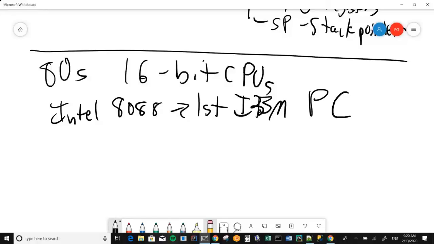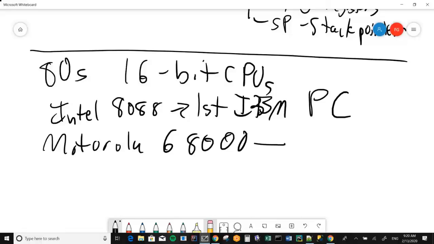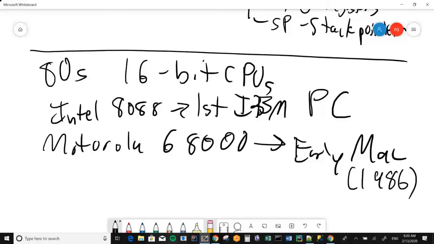Another extremely important CPU during this time period was the Motorola 68000, and this was in the early Mac machines. So first Macs were about 1986 or thereabouts.